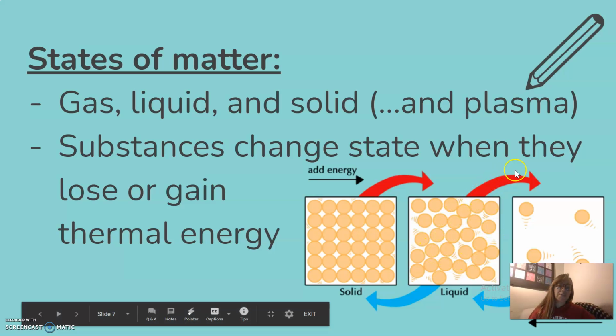And then if we heat it up even more, that water would eventually turn into water vapor, which is a gas. Whereas if we took out thermal energy from the gas, it would turn back to a liquid. If we took more thermal energy out of the liquid, it would turn into a solid.